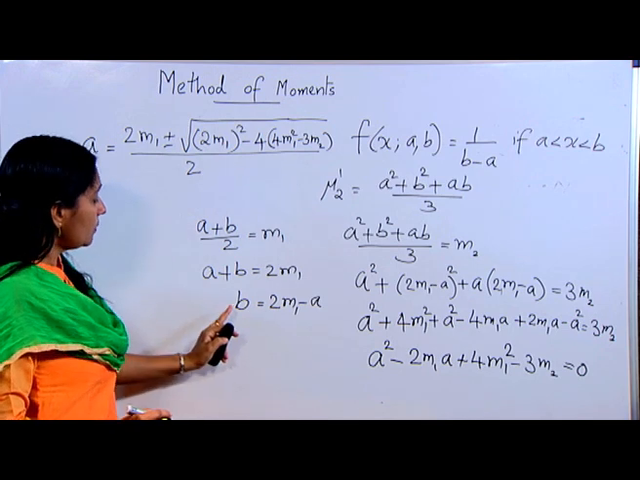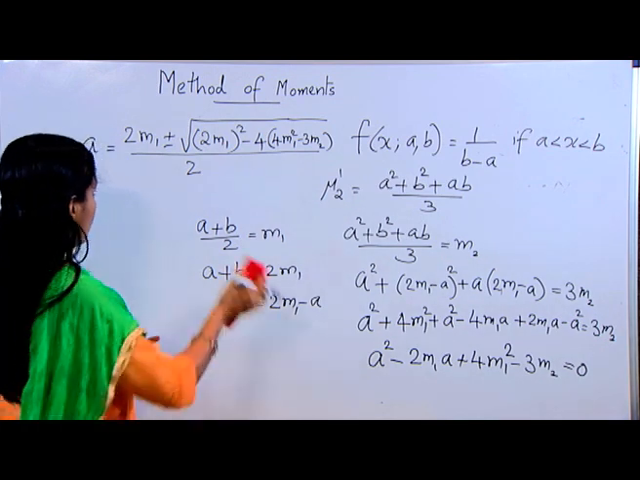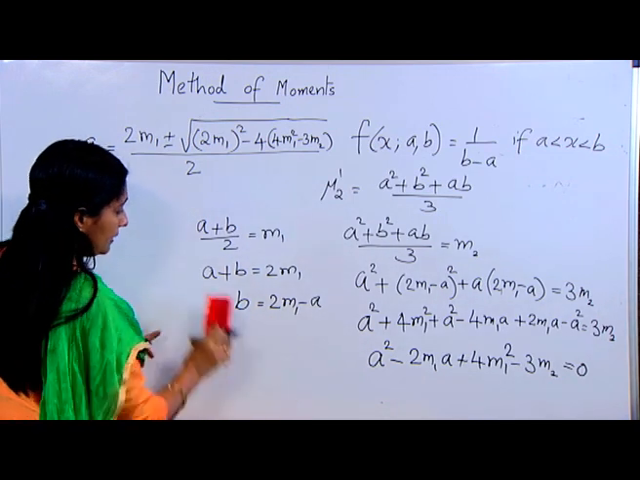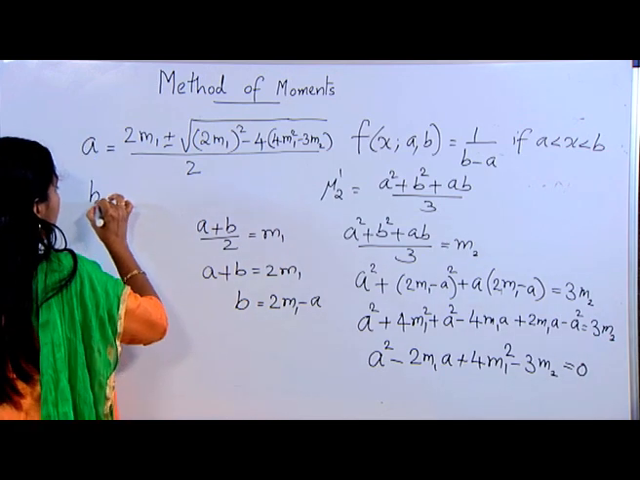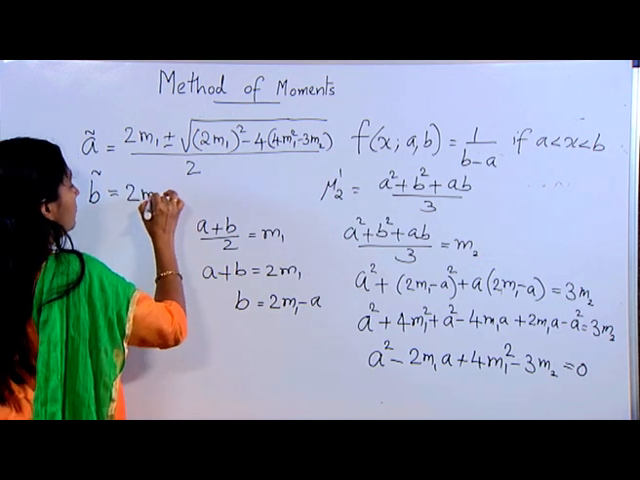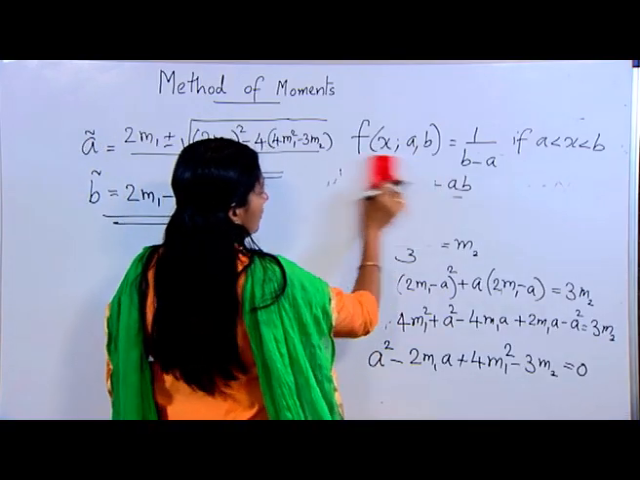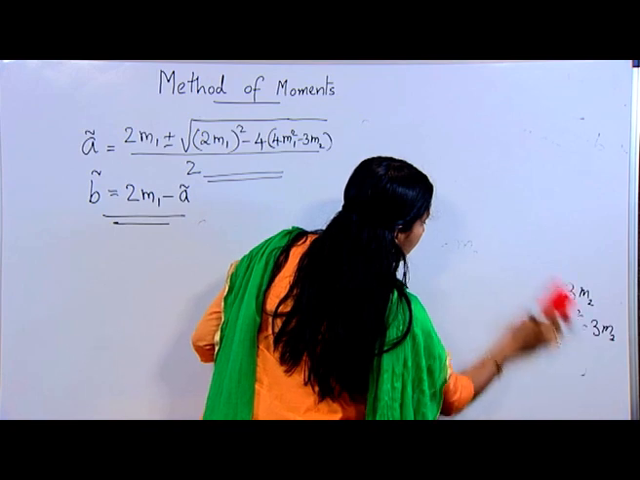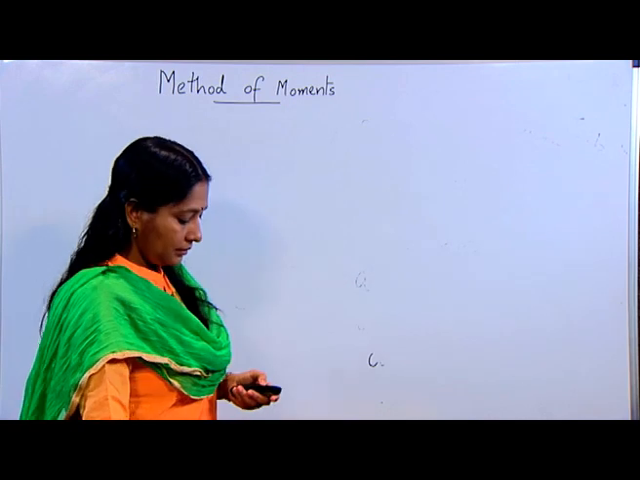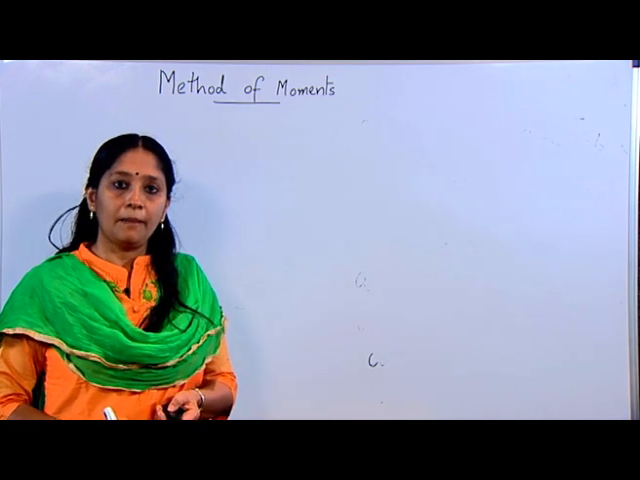Now, substituting for the solution of B, we have B curl is equal to, from this equation, this is our A curl. So, B curl is 2m1 minus A curl. Depending on the sign of A and B, we can propose the estimators as given here. So, we got the moment estimators of the parameters of the uniform distribution, where A and B are the parameters.